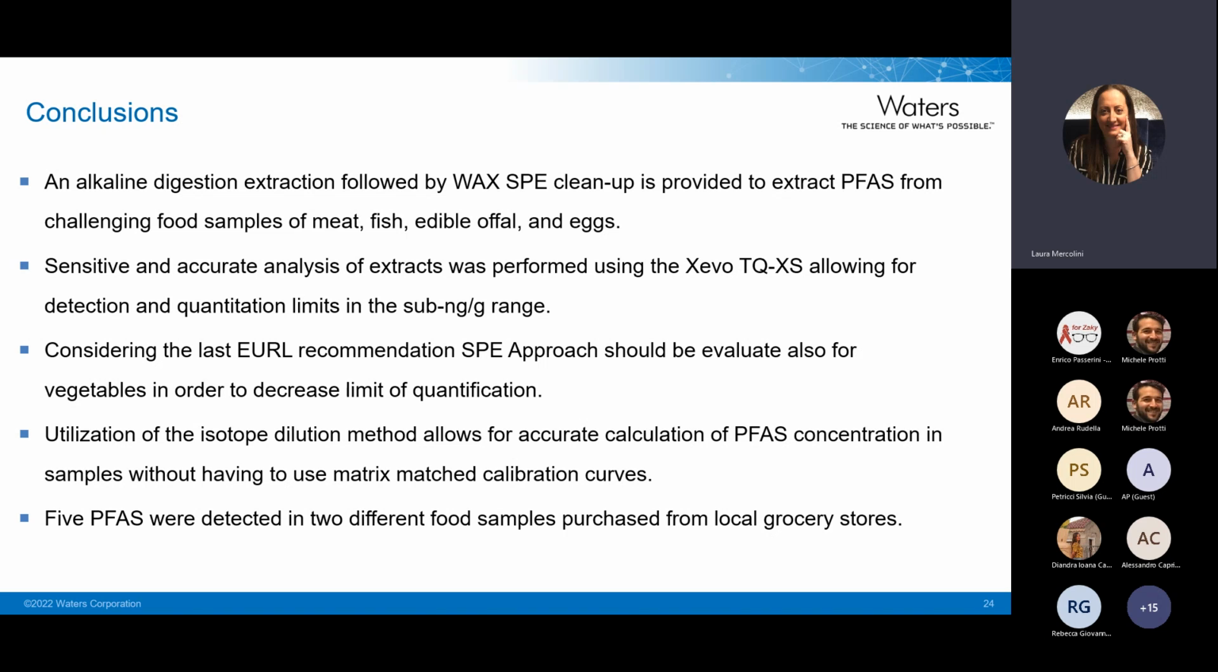So, as I said before, the use of isotopic dilution is important to be accurate in the calculation of PFAS concentration in samples, and without using a matrix-matched calibration curve. So for the routine analysis it should be an option.